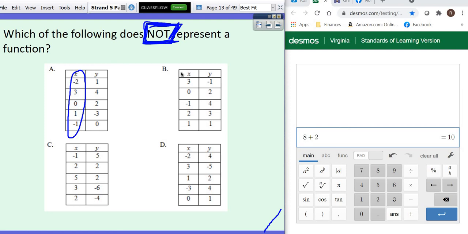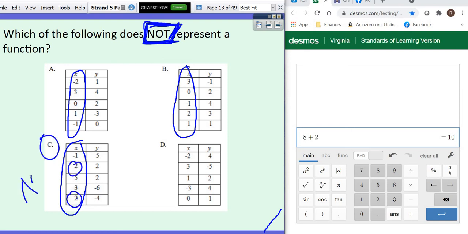So let's look at B. 3, 0, -1, 2, and 1 are all different. That's also a function. C. We've got a -1, a 2, a 5, a 3, and a 2. We have a repeat. This is not a function. Let's check D to make sure. -2, 3, 1, -3, and 0. They are all different. So that is also a function. So your answer for not a function is C.